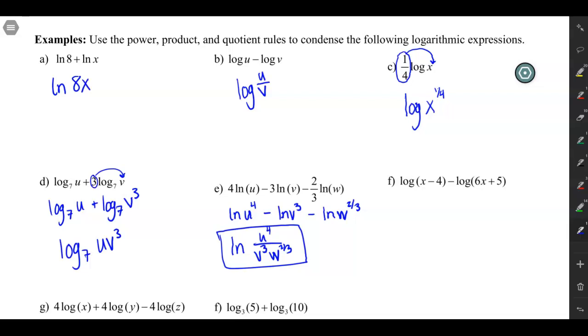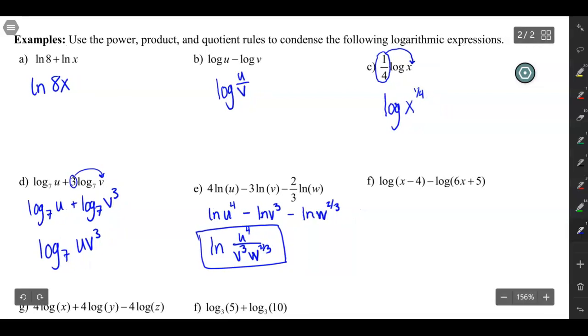All right, let's look at the next one. Now I'm going to show you a common mistake that people make with this one. So here's the right way to do it, and then I'll talk about the common mistake. So the correct way is first look for any constants that I could turn into exponents, which I don't have here. So I can skip the power rule. Then I have 2 logs that are being subtracted, which means I can do the quotient rule. So I have the log of x minus 4 divided by 6x plus 5.